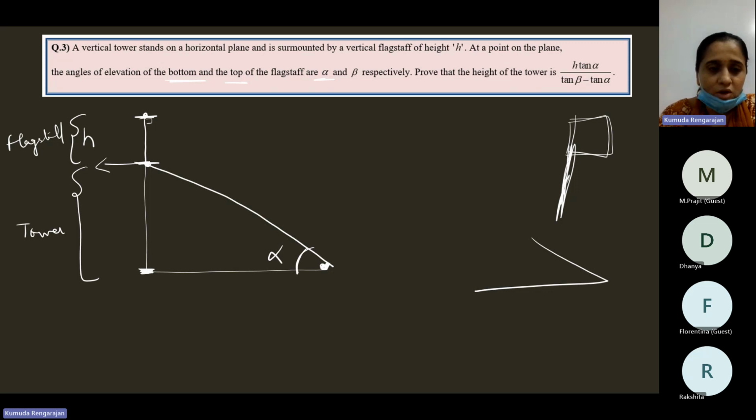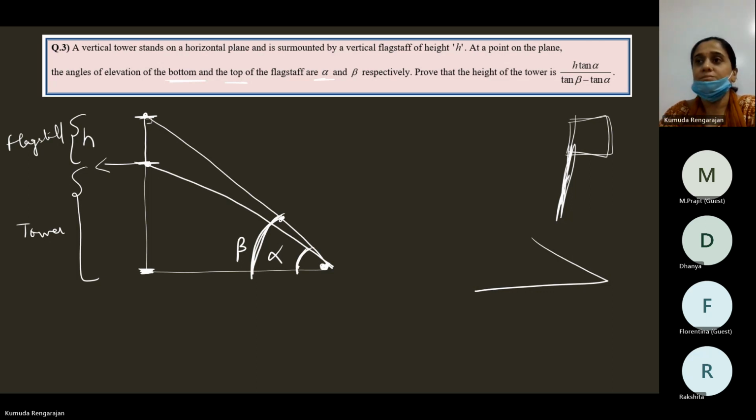And from the same point, he looks at the top of the tower. This is the line of sight. So which is beta? From this line of sight to the horizontal, this full thing is beta. So if you use the bigger triangle, the angle is beta there. In the smaller triangle, the angle is alpha, this one. Alpha and beta respectively. You should prove that the height of the tower, this is the height of the flagstaff, the height of the tower, maybe capital H, I don't know what I've used, whatever, X I've called it. So prove that the height of the tower is h tan alpha by tan beta minus tan alpha. All right.